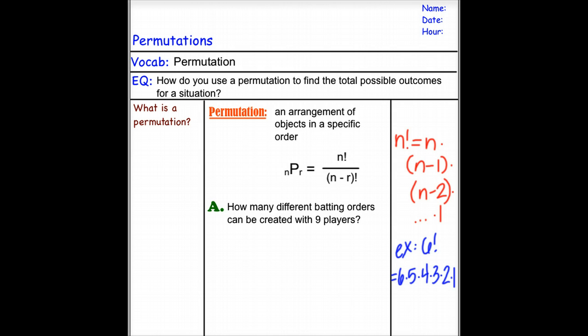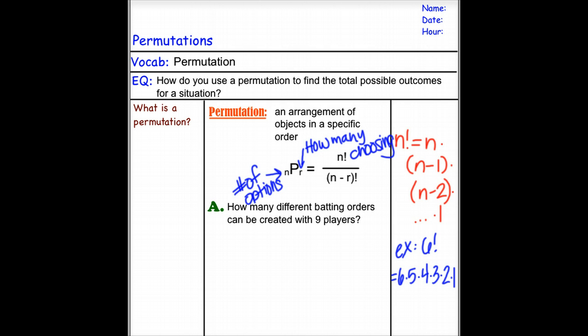And it's over N minus R, where N is representative of our number of options, and R is how many we're choosing. So that's important to know.